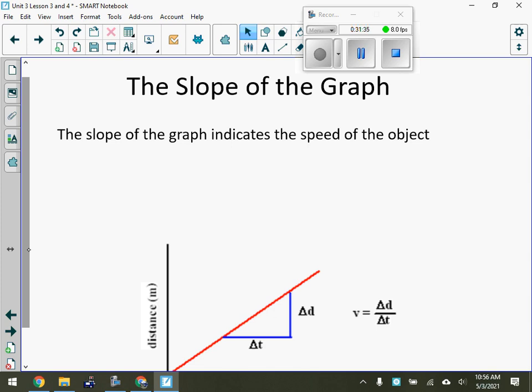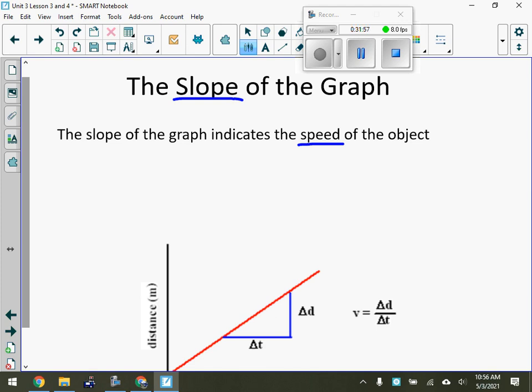But we have one last thing that we need to talk about with graphs here, and that is something called the slope. Okay, and the slope of a graph basically indicates, in this case, yes, it indicates the speed of the object, okay? Speed.